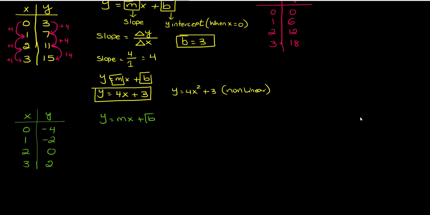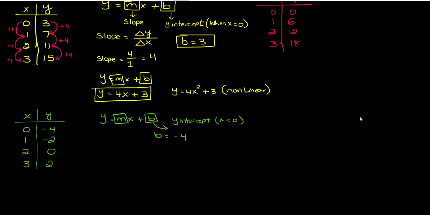So I need to figure out what my y-intercept and my slope are. In the previous example, we already talked about the y-intercept. The y-intercept is when your x is 0. When x is 0, y is -4. So that means b is equal to -4.